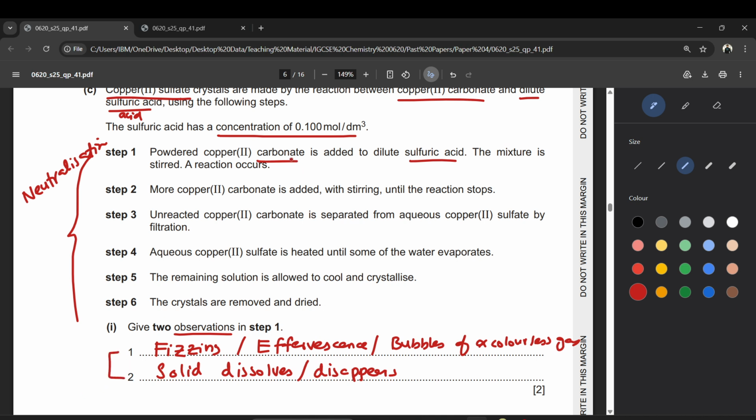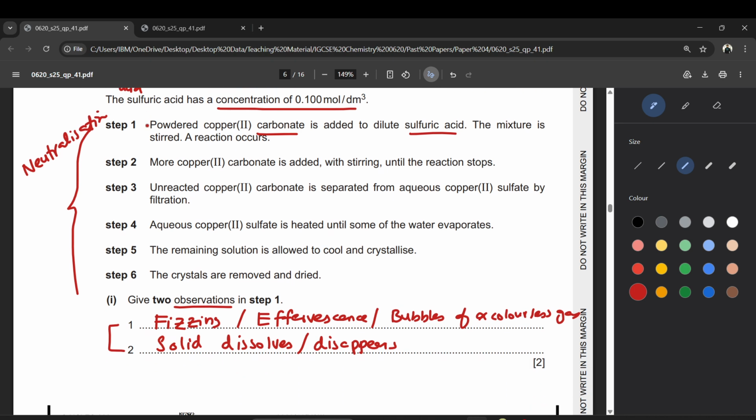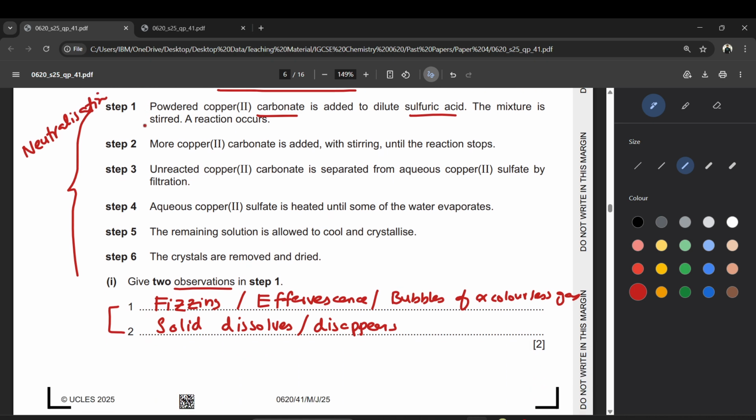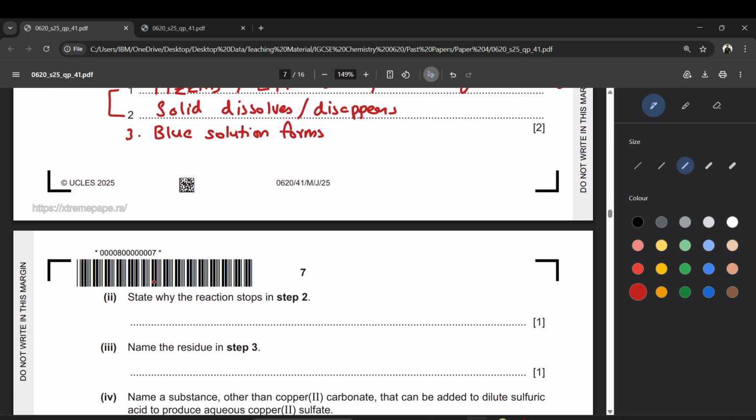Now, usually in a neutralization reaction, if your base is a carbonate, then these two observations are fixed. If your base is a carbonate and you're adding it into an acid, then definitely you're going to see these two observations. But specifically to this particular scenario, because we have copper 2 sulfate being formed, the color of copper 2 sulfate is a blue colored solution. So therefore, we'll also see blue solution forms. All right, so that could be another one of the observations, but you only have to give two of them.